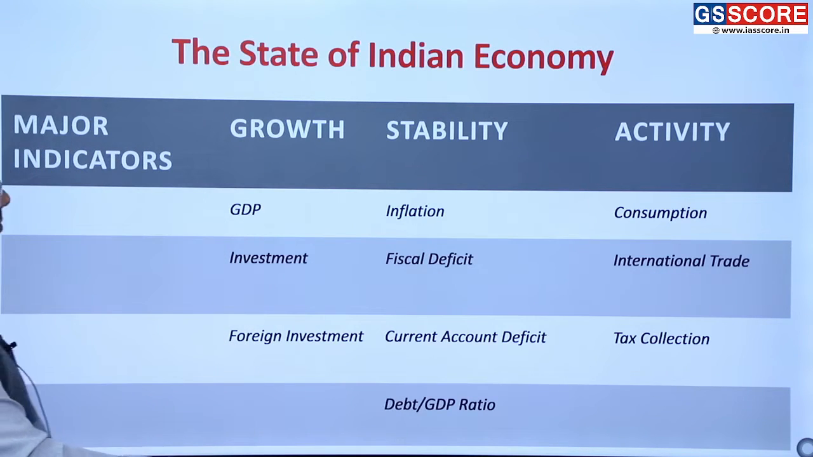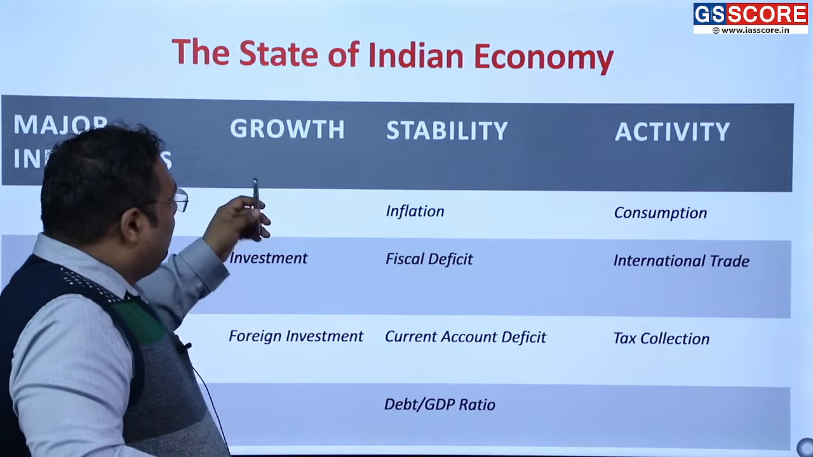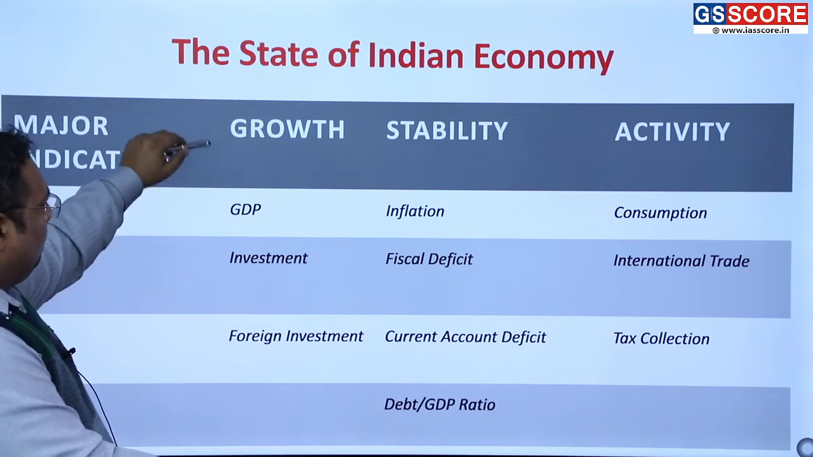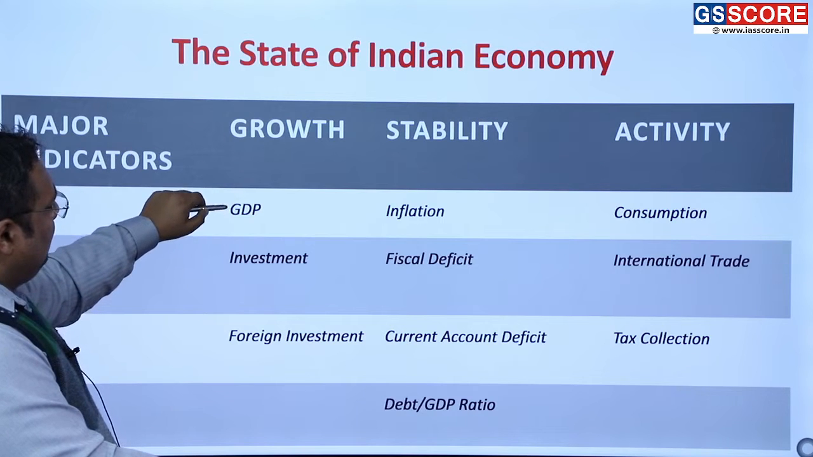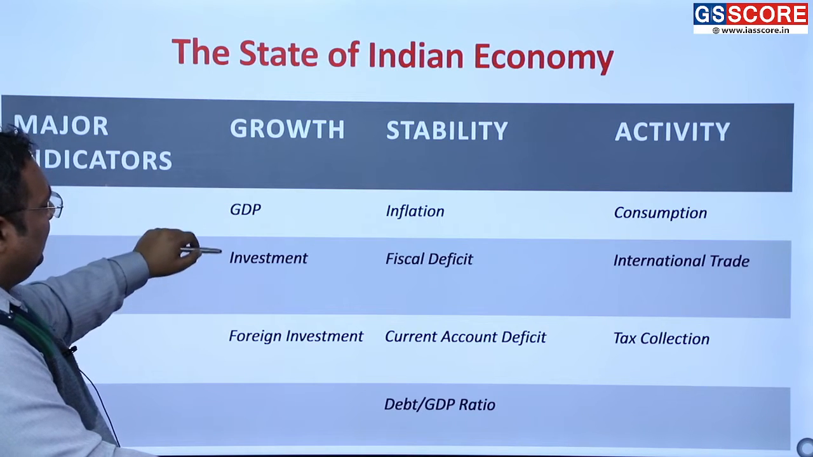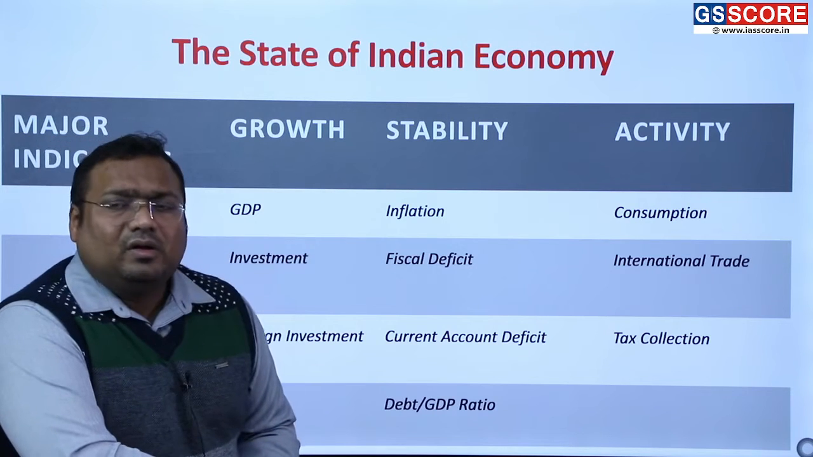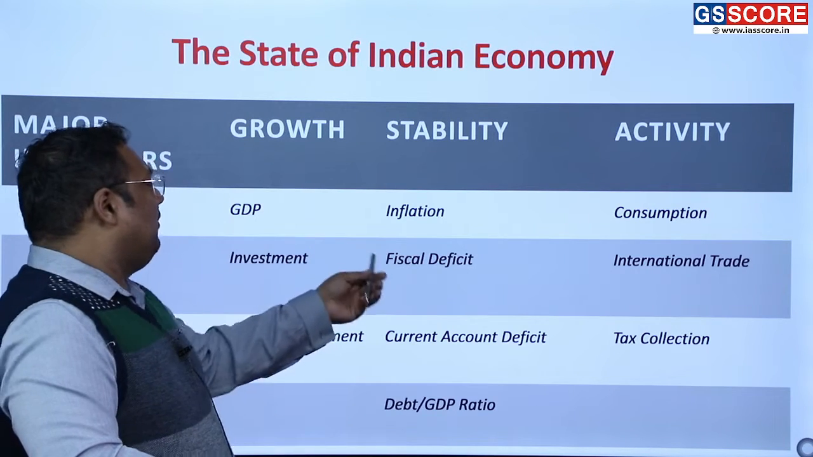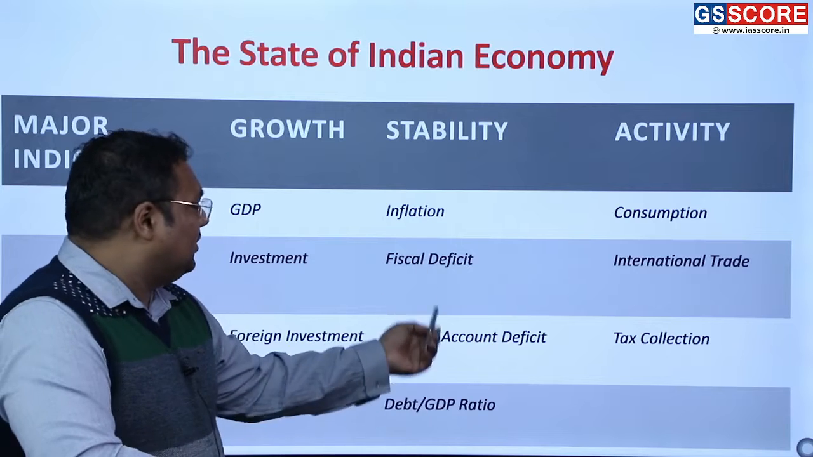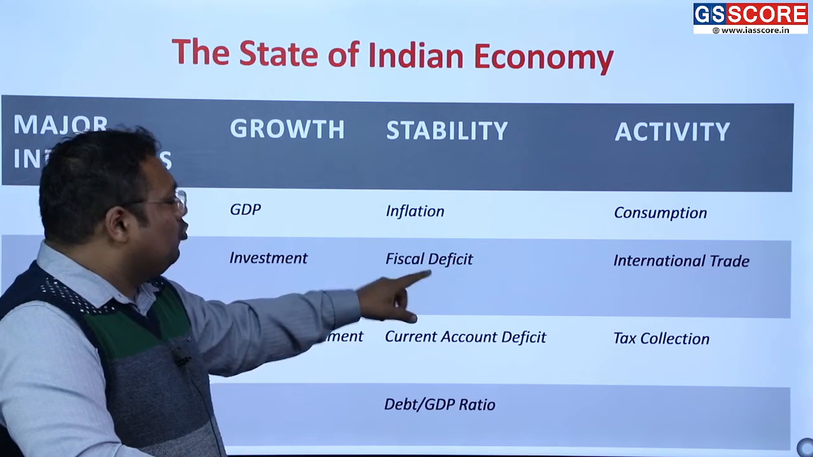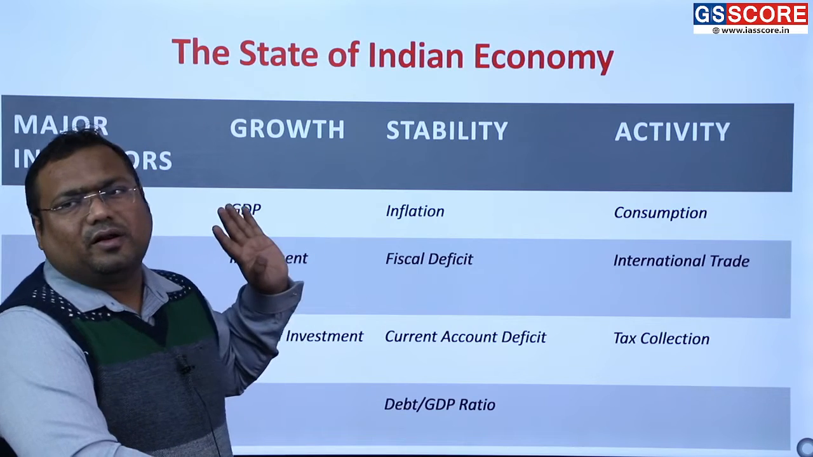Debt to GDP ratio. And all these parameters are written in the order of importance. So GDP is the first parameter we'll look at, then investment, then foreign investment. Here also inflation is the most important parameter that government tries to control. After that, it is fiscal deficit. After that, it is current account deficit, then debt. If you take care of two, four is automatically taken care of.